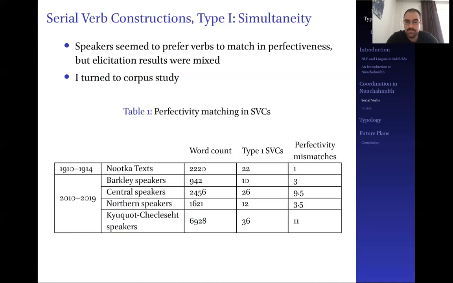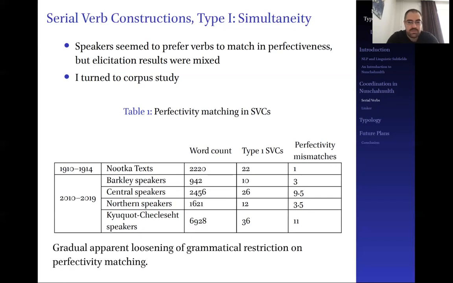So here is the resulting table of that work. As you'll notice, the Nootka texts are about 100 years older than the texts I used of contemporary speakers. But if you look at the right-hand column there, there's been a gradual loosening of the restriction on perfectivity matching. So in contemporary Nuuchahnulth, about a third of the sentences fail to match in perfectiveness for this kind of construction. And in the old texts, it was much rarer. And in fact, the one example is a little bit marginal.